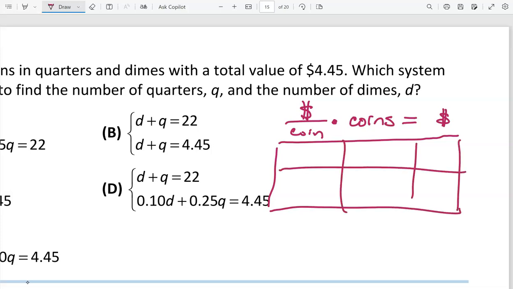In this particular scenario, we have a number of quarters, or actually D comes first, right? So let's write our D first in the table. We have number of dimes, and dimes are 0.05 per coin. I'm sorry, that is not right. That's a nickel. Dimes are worth 10 cents. Dimes are $0.10 per coin. And there are D dimes, that is the number of dimes. And so the value would be 0.10 times D.